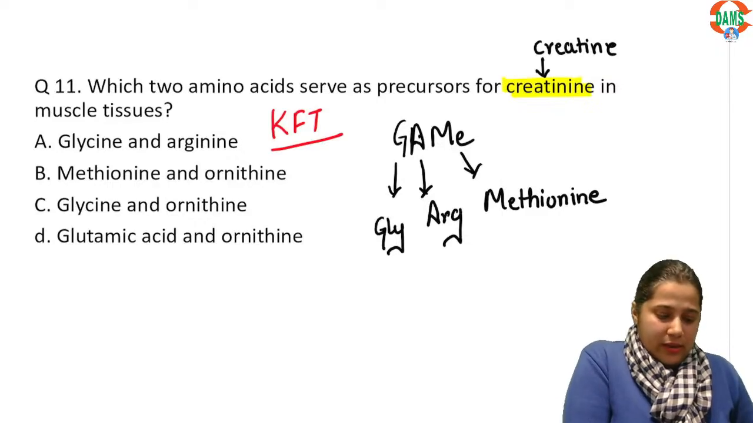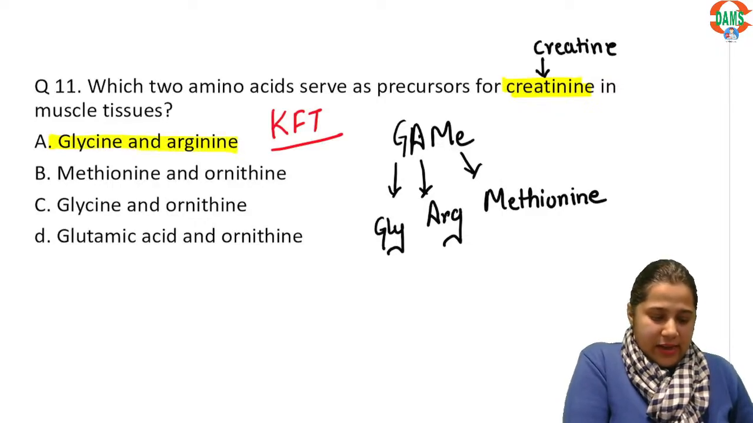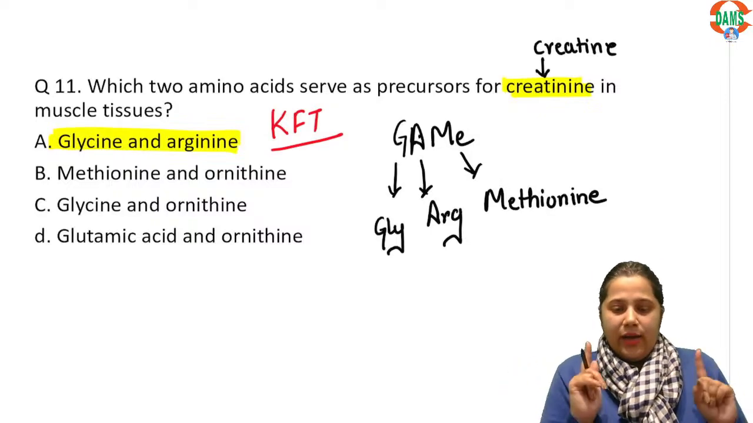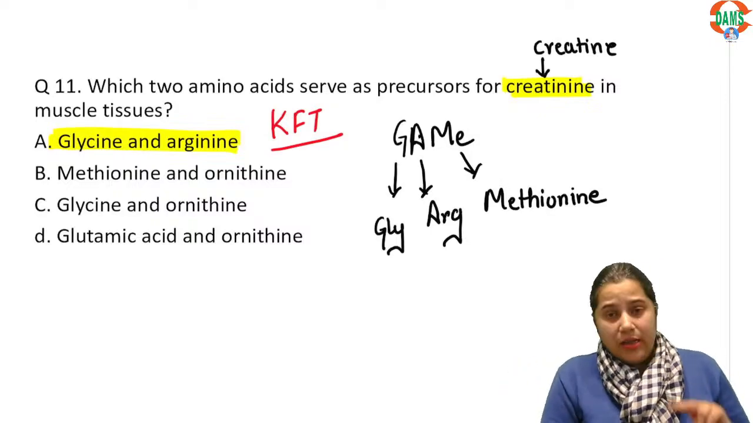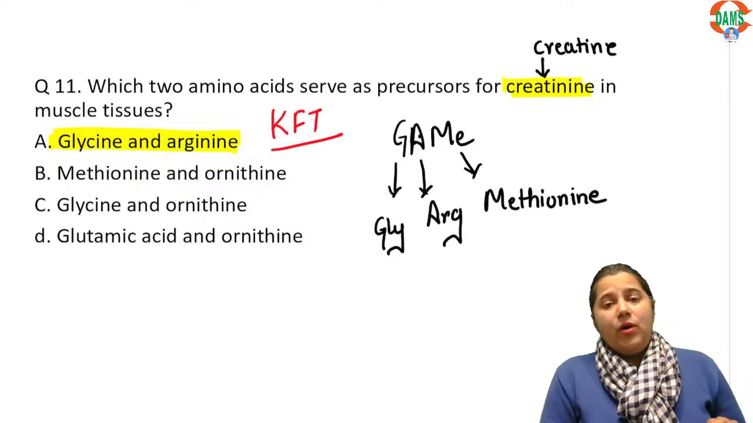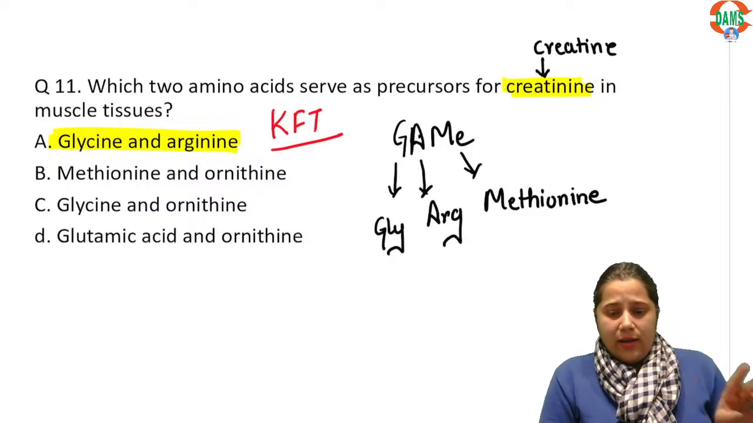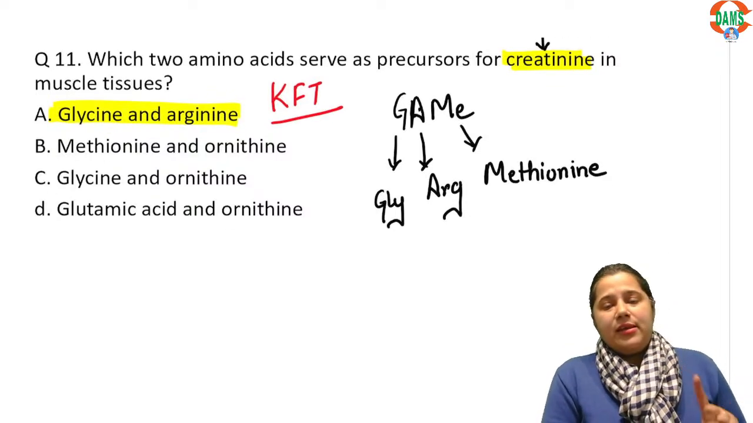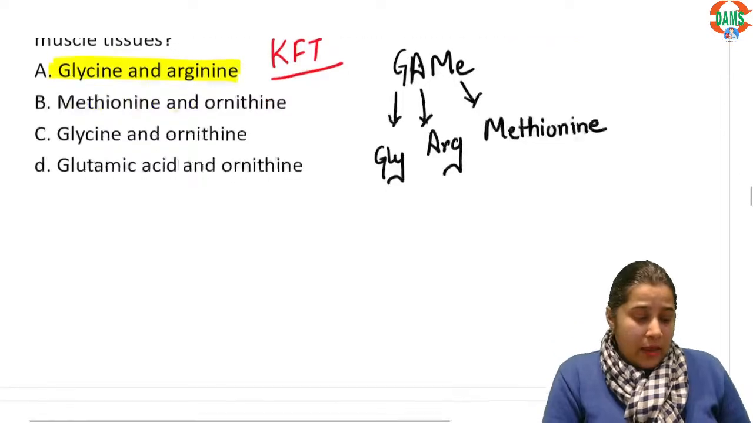So, here the answer is glycine and arginine. No other options are matching. So, the correct answer is glycine and arginine. Of the 3 amino acids, 2 are there in the given options. Question number 11, answer is glycine and arginine.